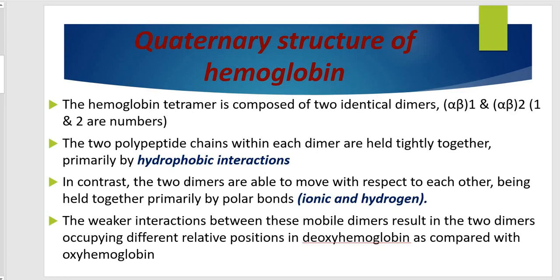In contrast, the 2 dimers are able to move with respect to each other, being held together by polar bonds. Polar means ionic bonds and hydrogen bonds. We explained before the meaning of ionic bonds, hydrogen bonds, and hydrophobic bonds. This is in protein conformation.